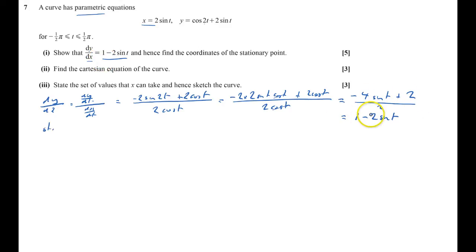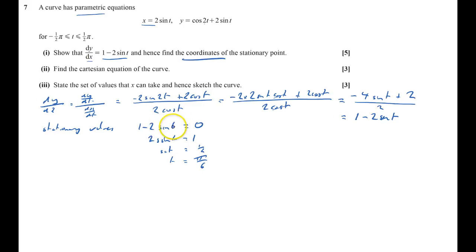and now I've got to find the stationary values. So for stationary values, we have that 1 minus 2 sine t equals 0, so 2 sine t equals 1, so sine t equals a half, so t equals pi by 6.